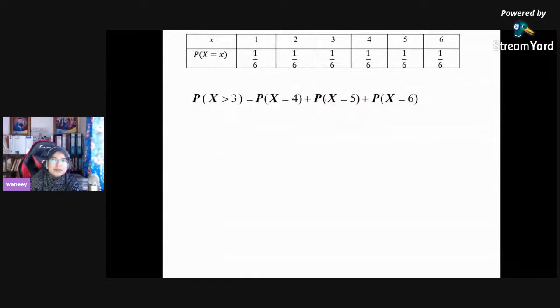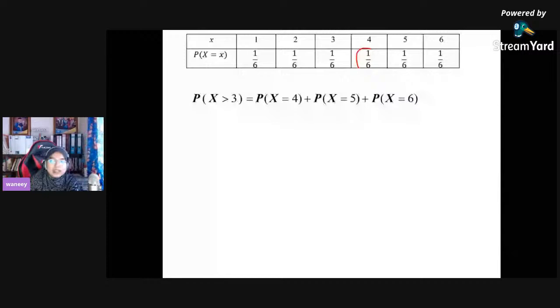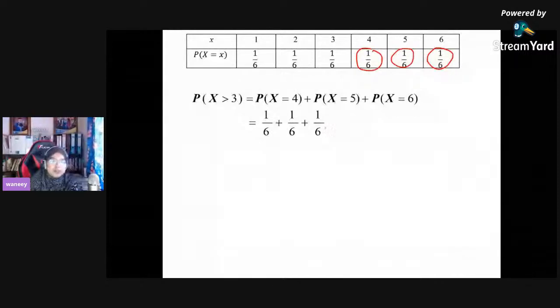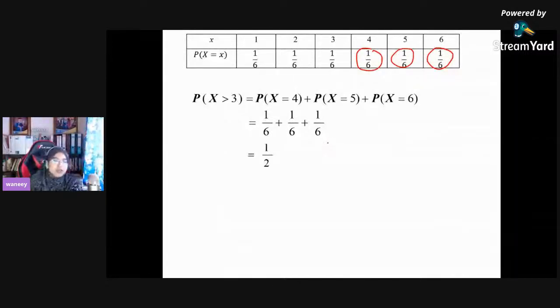So what is the probability for x equal to 4? 1 over 6. Probability for x equal to 5, 1 over 6. Probability of x equal to 6, 1 over 6. So you're going to add everything together. So 1 over 6 plus 1 over 6 plus 1 over 6. So this is 3 over 6 or 1 over 2.